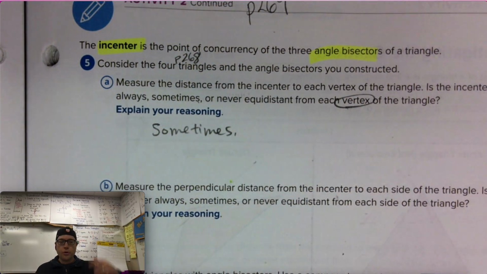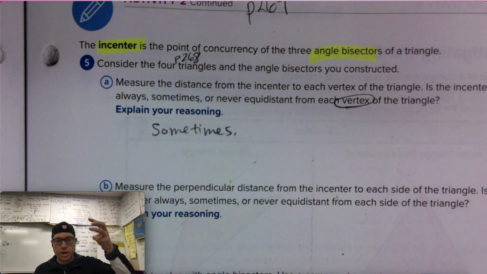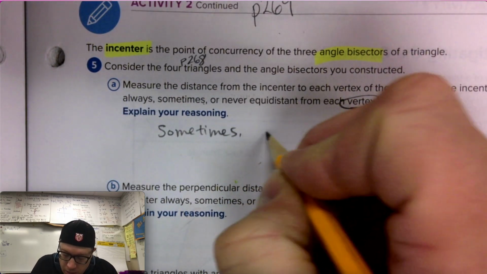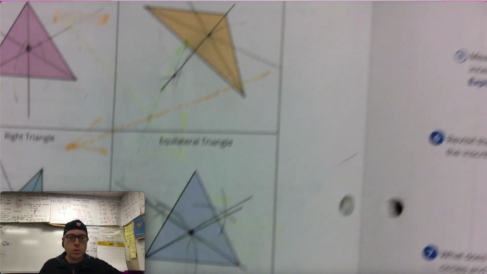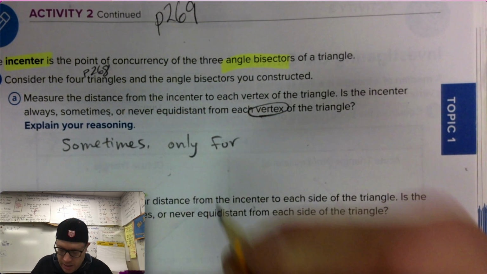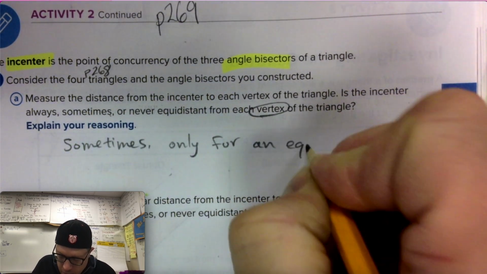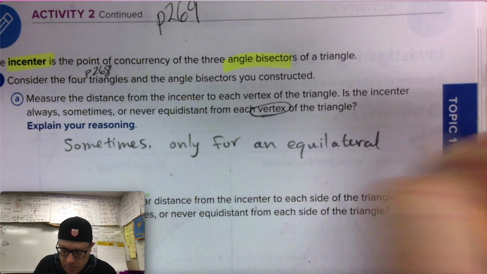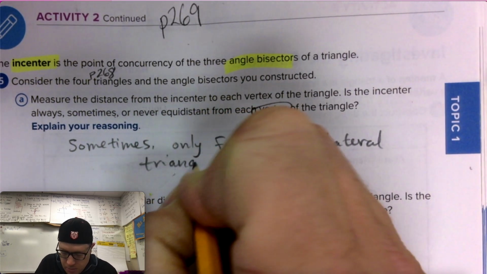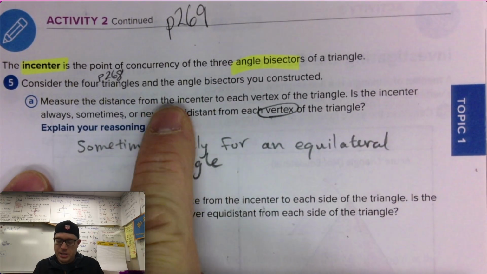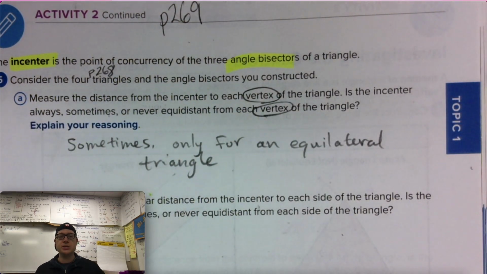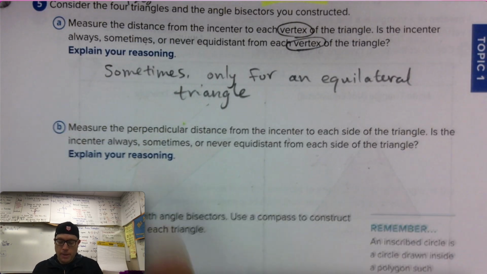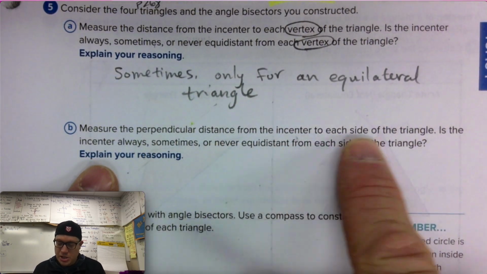It's never true for an obtuse triangle or a right triangle, but it's true for an equilateral triangle, and not true for anything else. What I mean is that the distance from the incenter to each vertex of the triangle is only equidistant for equilateral triangles.